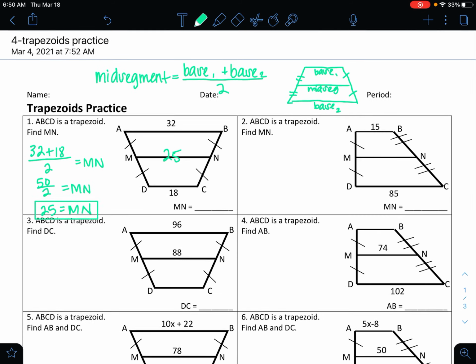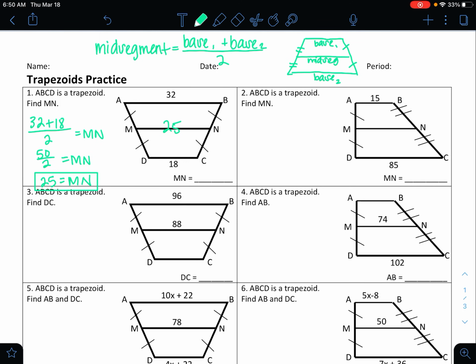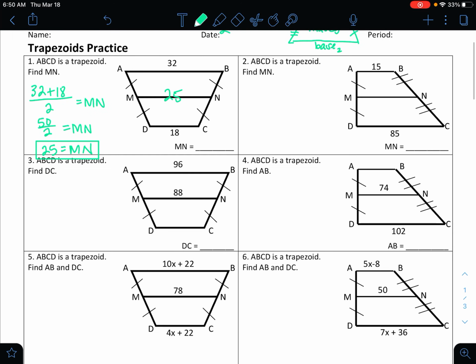You can pause the video and try it right now. It's just like number 1. All right, moving on to number 3. ABCD is a trapezoid, find DC. Same thing, but the difference now is that we have a missing side. I didn't do this for number 1, but I could have put an X instead of MN. So for this one, I'm going to go ahead and put an X.